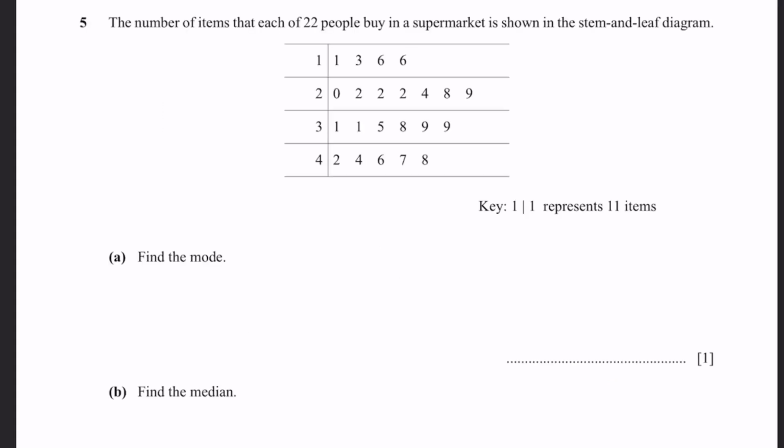Question 5. The number of items that each of 22 people buy in the supermarket is shown in the stem and leaf diagram. Key: 1, 1 represents 11 items. So we just join the two digits. A, find the mode. So let's just see which is the most repeated. There is 22 repeated 3 times right here. And is there anything else repeated 3 or more times? Well, there's 16 repeated 2 times, 39, 31, but they're only 2 times, not 3. So the answer is 22.